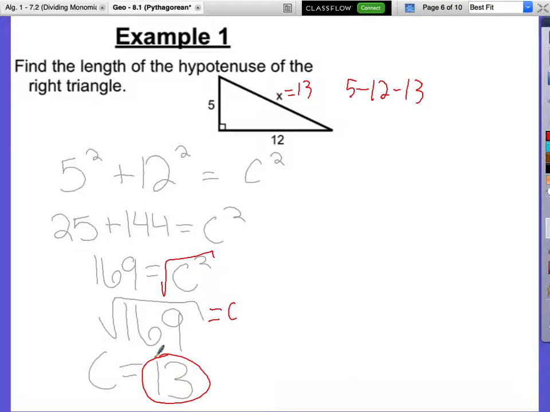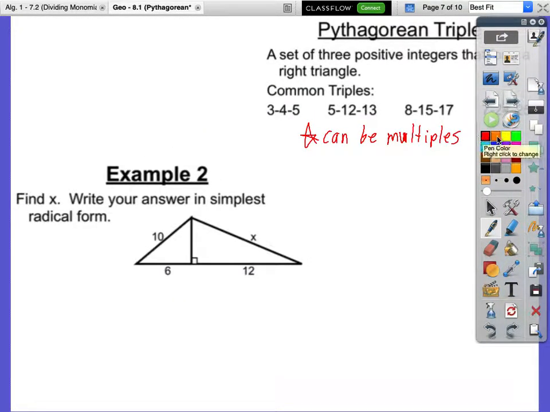Good question. Okay, let's try example 2 here. Example 2, find x and write your answer in simplest radical form. Write your answer in our simplest radical form. So I want you guys to go ahead and try that.